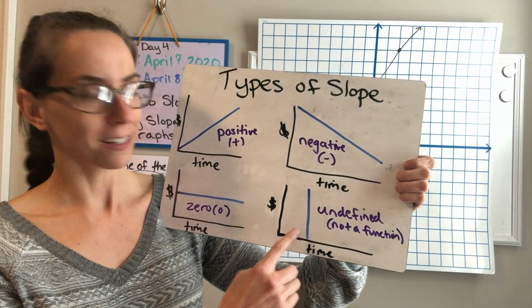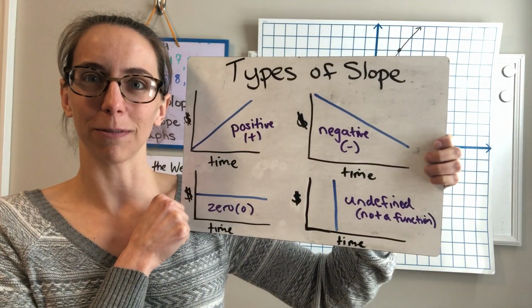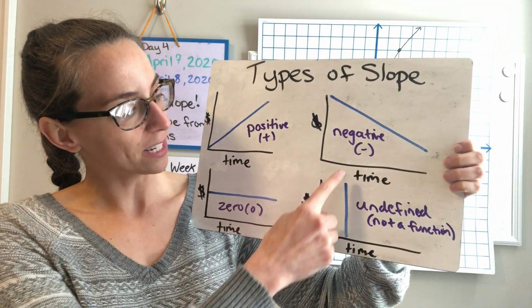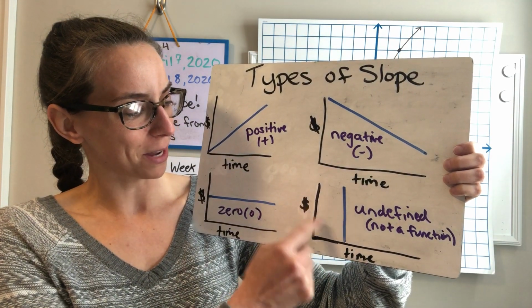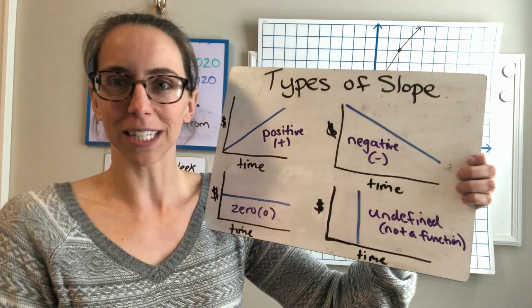And then lastly, I know we've talked about the vertical line test when we were testing if graphs were functions or not. This vertical line right here, it's like saying that at this time you had no money, but then you had all the different amounts of money, which doesn't exist.